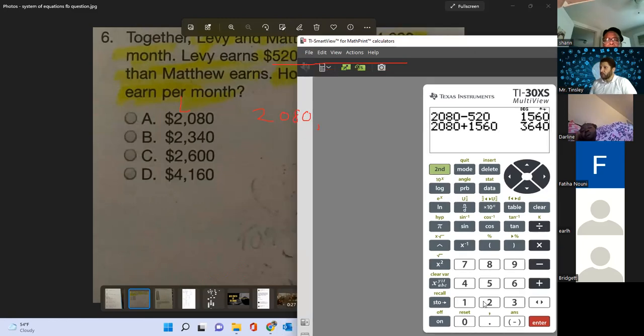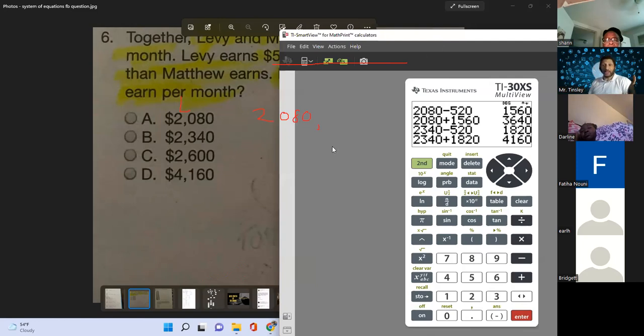So I'm going to go to my second choice. 2,340 minus 520. So that would be Matthew. Let's take both of those again. 2,340 plus 1,820. Did I get 4,680? No. So I'm going to go to my third choice.